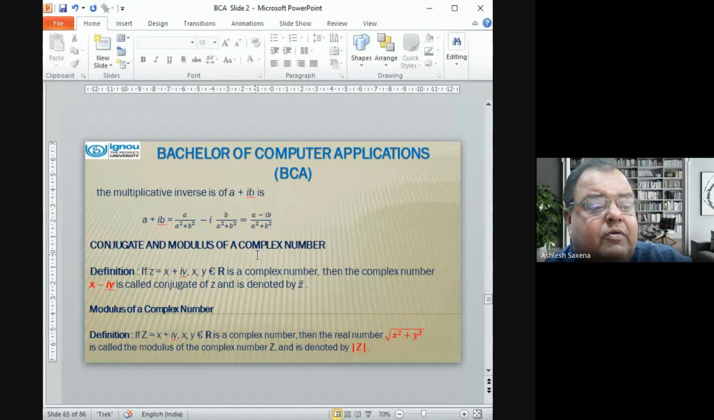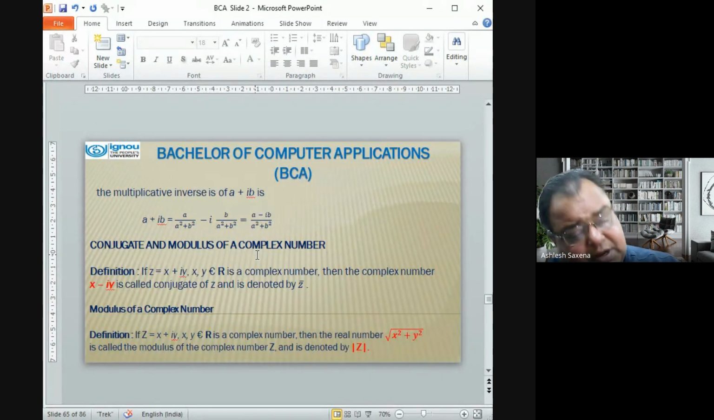Now, moving further, we get the conjugate and modulus of the complex number. Now the thing is that your number is z is equal to x plus iy. Its conjugate will be x minus iota y. Now remember one thing, we have to change the sign of the complex part, that is the imaginary part. We will keep the same sign for the real part. In conjugate, only the sign of the imaginary part will be changed. If it is plus, it will become minus, and if it is minus, it will become plus.